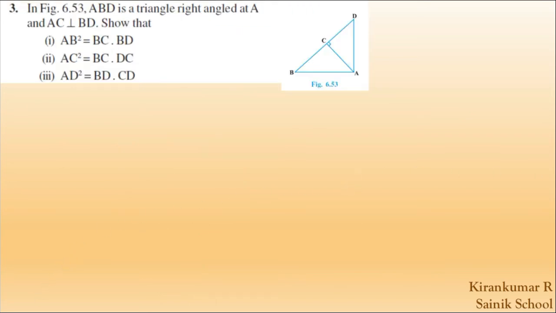Question number 3. In figure 6.53, ABD is right angled at A. AC is perpendicular to BD, we need to show the three subparts. Let me consider the first subpart. To prove that AB square is product of BC into BD, I'll consider the triangle ADB and triangle CAB.